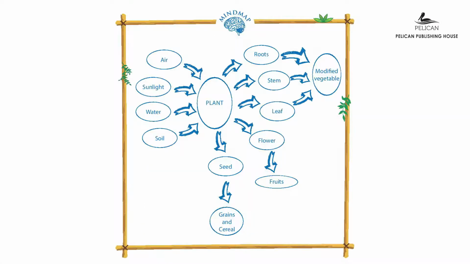Here's a mind map. Plants need air, sunlight, water and soil to grow. The different parts of a plant are roots, stems, leaves, flowers and seeds. We get modified vegetables from roots, stems and leaves. Flowers give us fruits and we get cereals and grains from seeds.